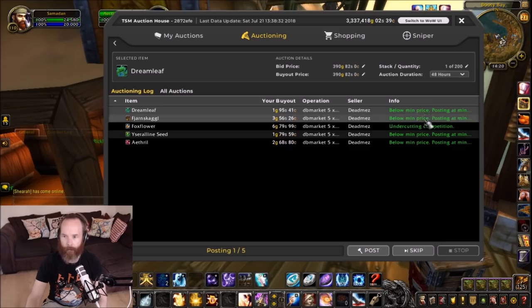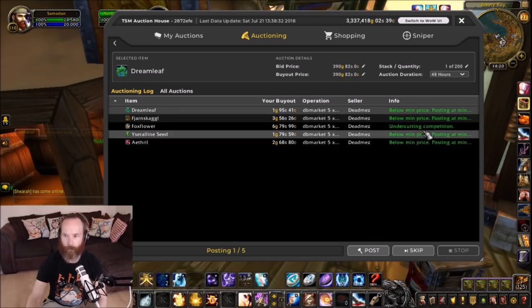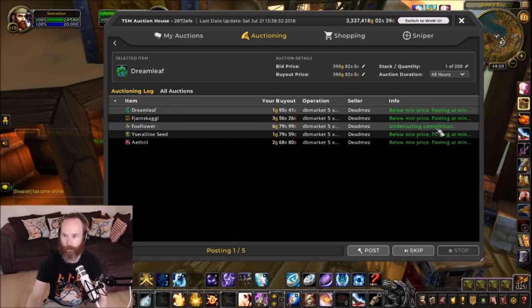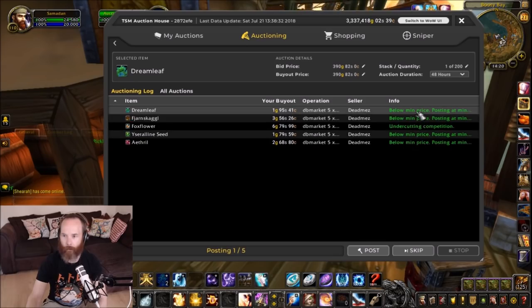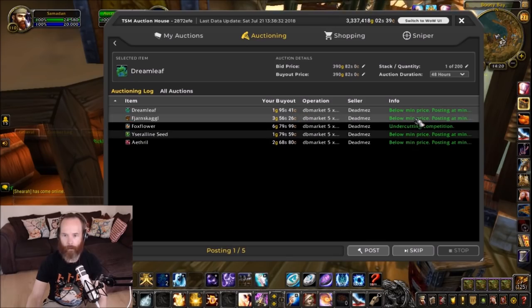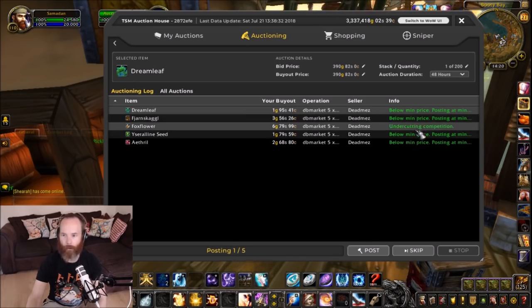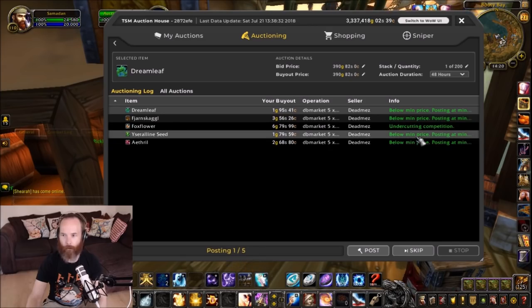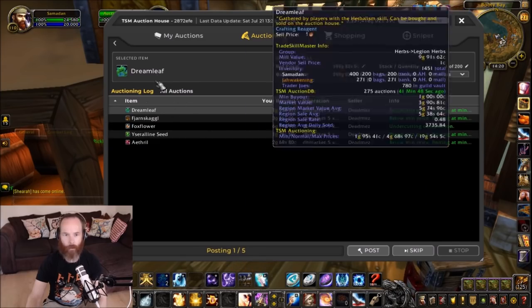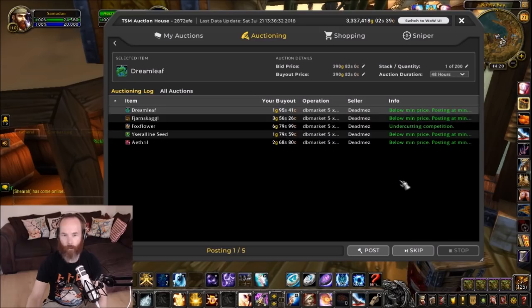Now you can see here we've got some interesting options coming through. Foxflower, it's undercutting competition, but on all the other ones they're below the minimum price. So TSM is saying I'm not going to post them that low, I'm just going to post them at the minimum price. So you could look at each of these and decide whether that's what you want to do, or you could go back into your operation and you could lower your threshold depending on what you want to do.